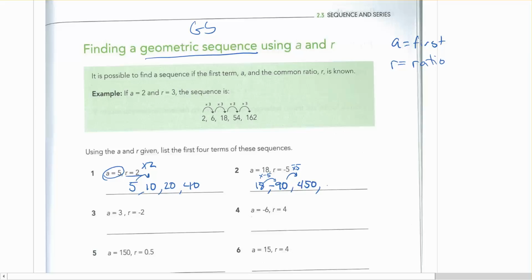That means that the signs are going to alternate as you go. And 450 times negative 5 is going to get you negative 2250. So again, as you're timesing by that negative number, the signs will alternate: positive, negative, positive, negative. And away you'll go. That's a 0 if you're confused.